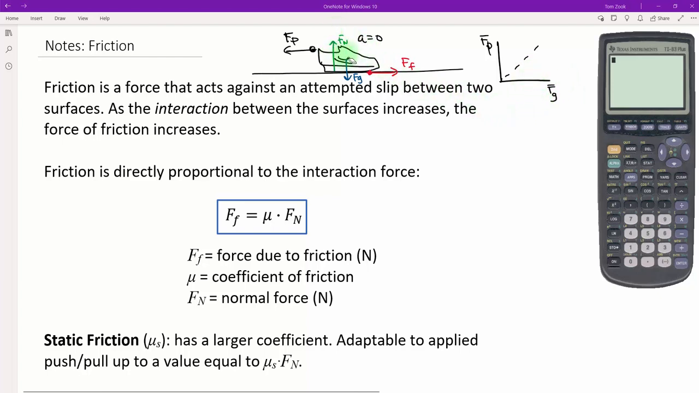What really matters is the normal force. How much force is the surface having to support with? That's going to dictate how much friction force we experience. And our analog for pull force to friction force still holds.